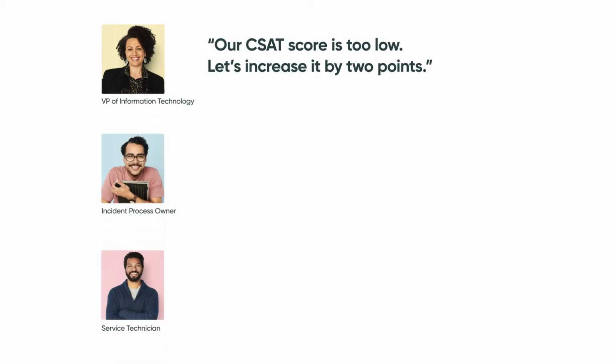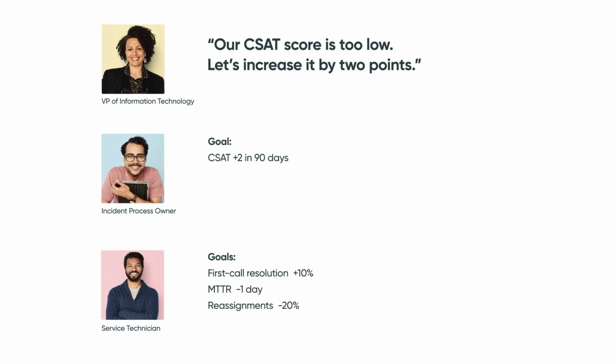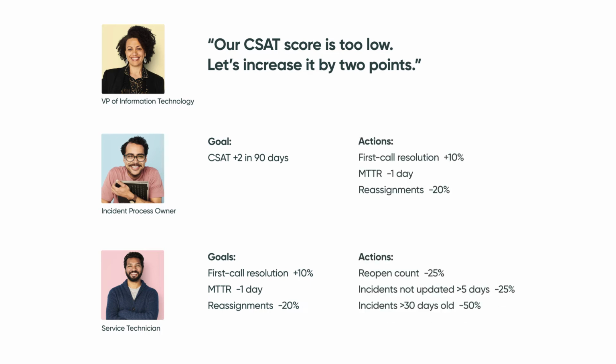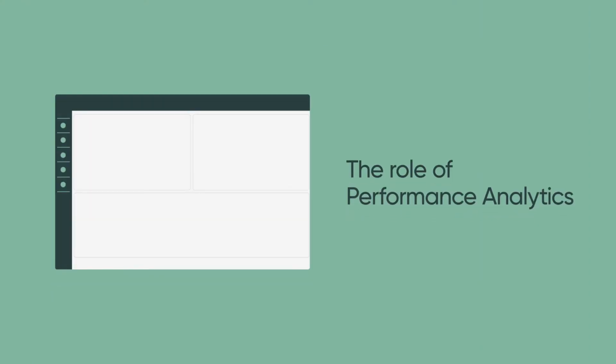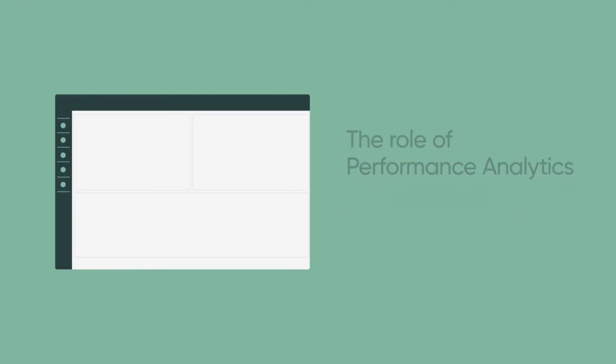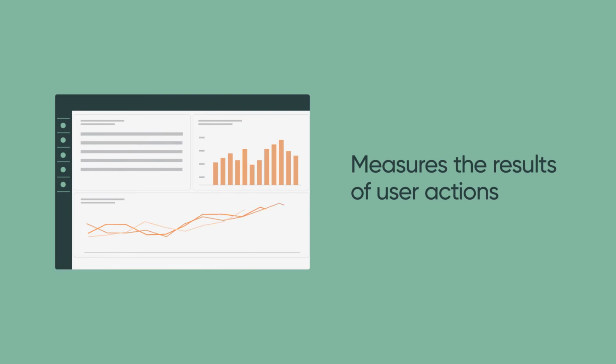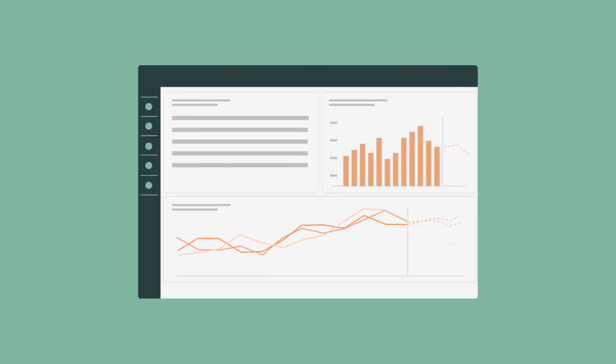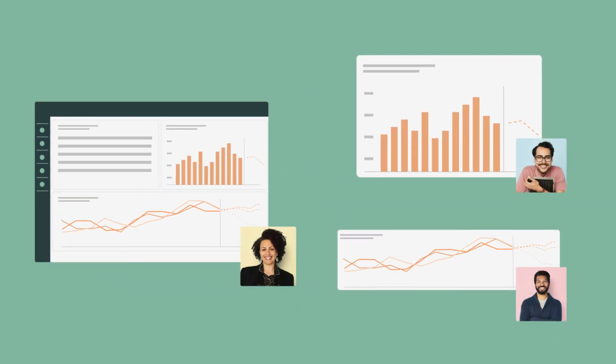The result of this whole multi-level process is specific goals for each person at each level and specific actions for each person to achieve their goals. Now, how does Performance Analytics fit into the picture? Performance Analytics measures the results of the actions by the people at each level over time, forecasts future performance based on those results, and delivers the right information to each person so they can all see how they're doing.